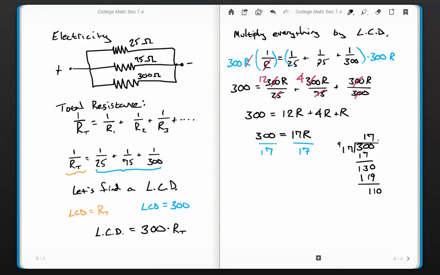So I'm going to put a decimal point here. 17 goes into 110 6 times. 6 times 7 is 42. Put the 4 up there. That's 10. So that's 8. Yeah, so, you know, let's say it's roughly this. Approximately R equals 17.65. It probably keeps going on and on. But whatever. We'll just say R equals 17.65 ohms. And that's our answer.